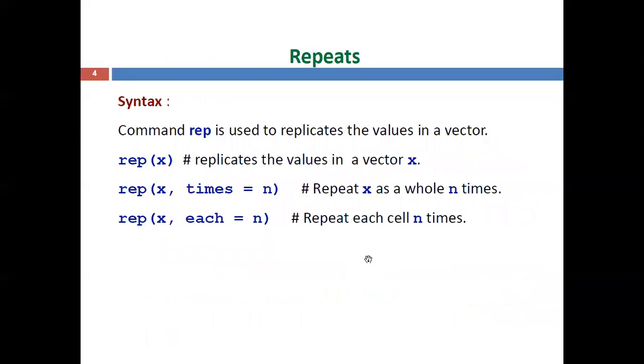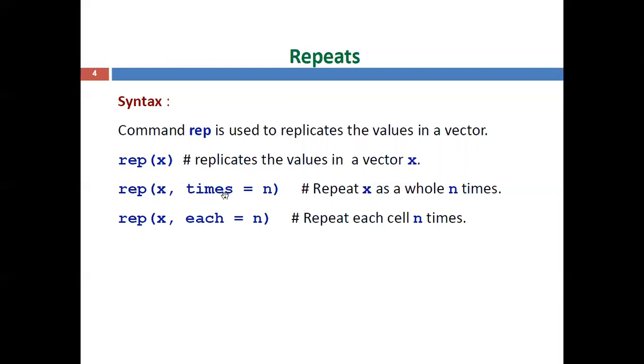Then coming to the syntax of repeat in R software. Here we use the command rep for repeat, which is used to replicate the values in a vector. Replicate means duplicate. So here are the various forms of the repeat command. The first one is rep within brackets x. What is the meaning of this? It replicates the values in a vector x. Whatever values are stored in x, those values can be replicated by simply giving rep with the vector name within brackets.